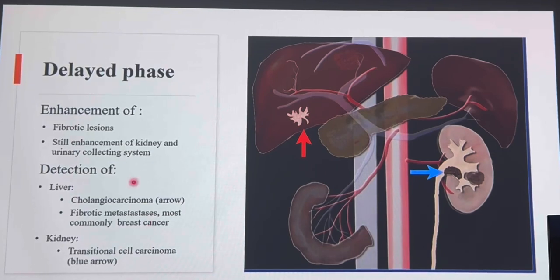Fibrotic lesions are enhanced in this phase, and there is still enhancement of the kidney and urinary system, but for the excretion and function, not for the diagnosis. Detection of cholangiocarcinoma, fibrotic metastasis mainly from breast cancer, but this can be detected early. Kidneys, transitional cell carcinoma. Why transitional cell carcinoma? Because it is in the collecting system. The collecting system in this phase is opacified, so we can see it as a filling defect. Okay? Why? Not for the nature of the transitional cell carcinoma, but due to the presence of contrast in the collecting system.